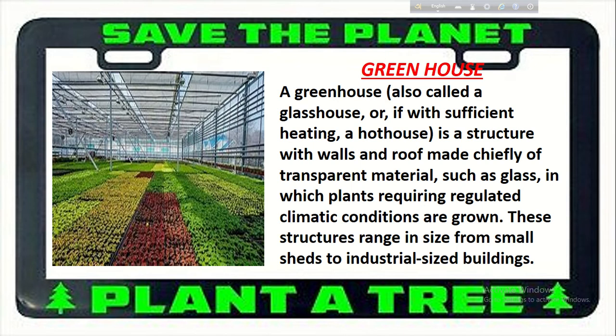Previously, you have learned something about the greenhouse. That means, what is a greenhouse? In cold countries, plants cannot survive due to much coldness, isn't it? So, to produce vegetables in very cold countries, glass houses called greenhouses are constructed.